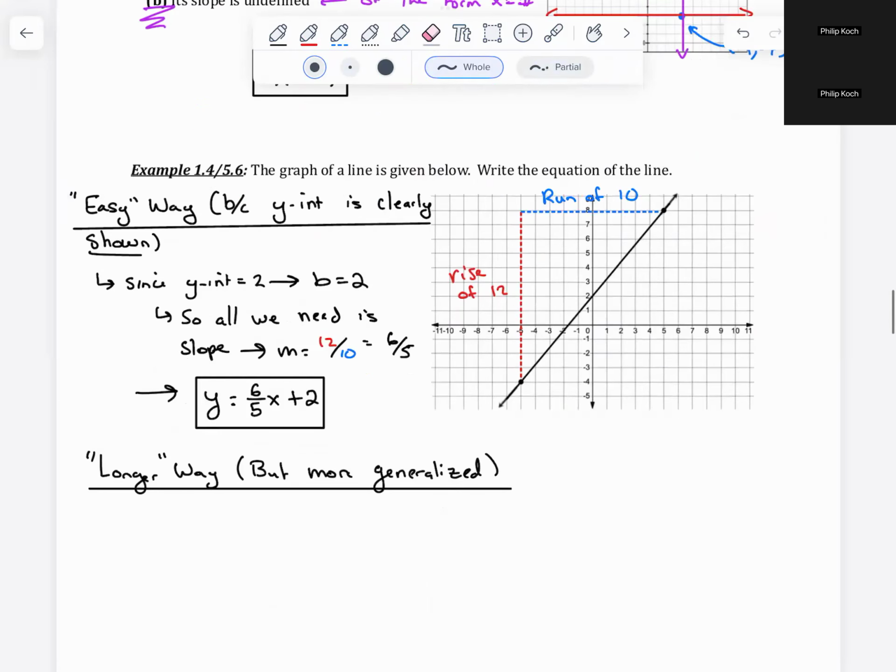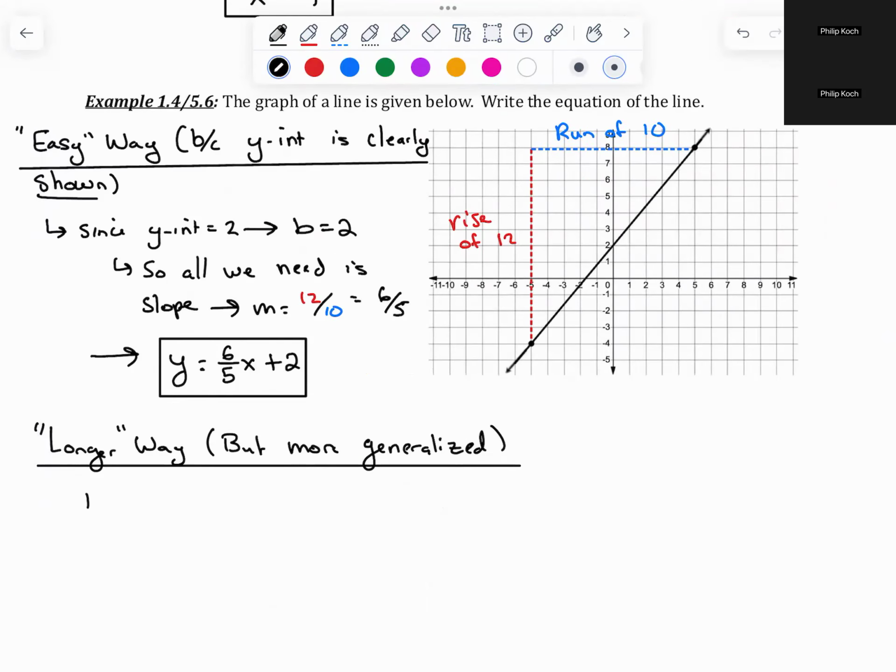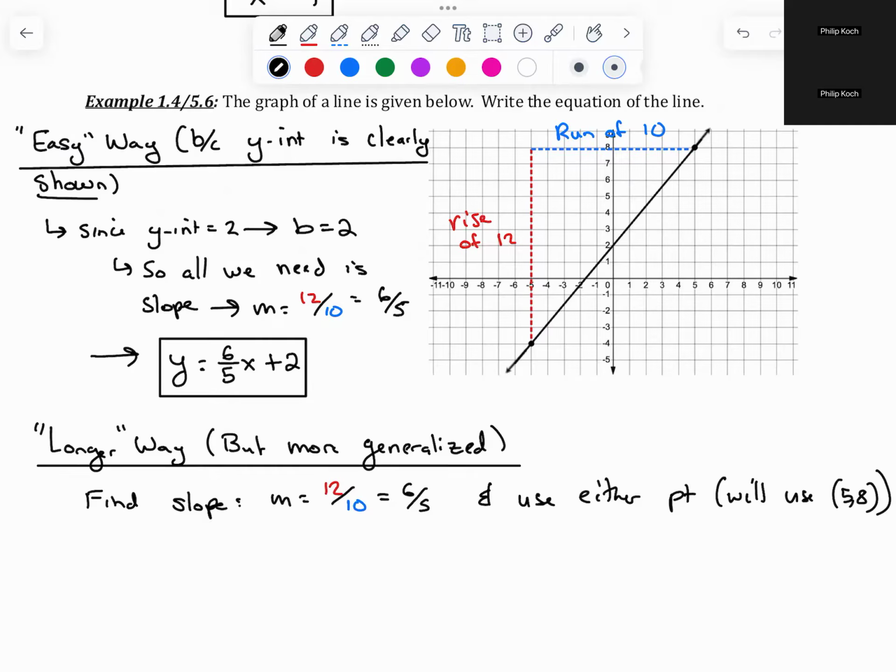So first find the slope, which m is equal to 12 over 10, just like before, which reduces down to 6/5, and use either point. We'll use 5 comma 8. All right, that's 5 comma 8. So you can use either point in point slope form. It doesn't matter the point as long as it's just a point on your curve.